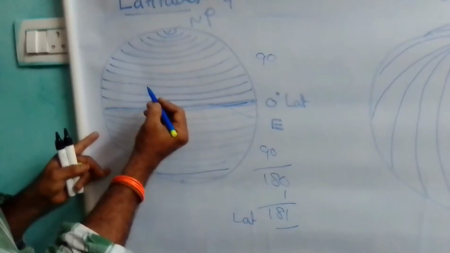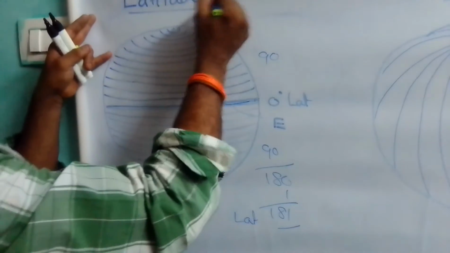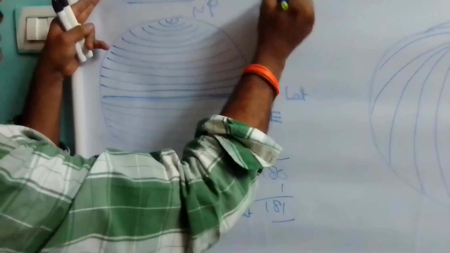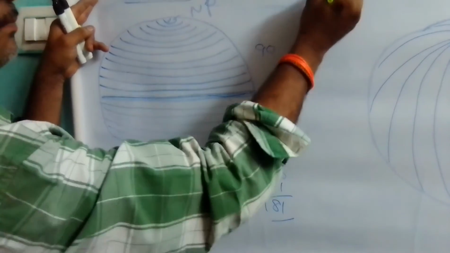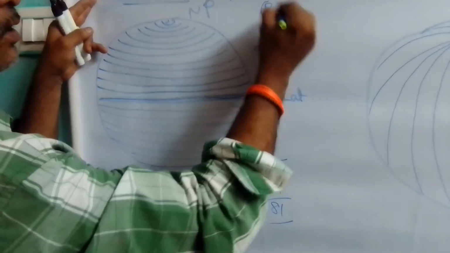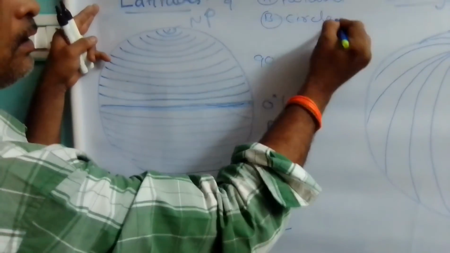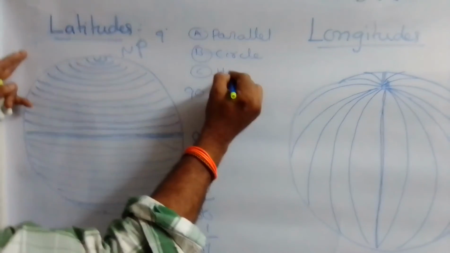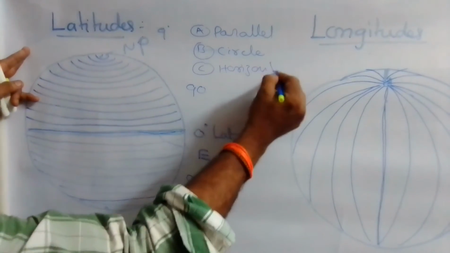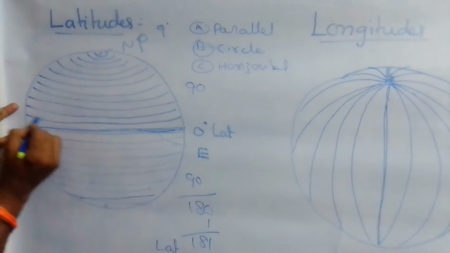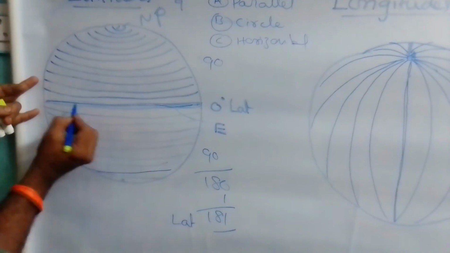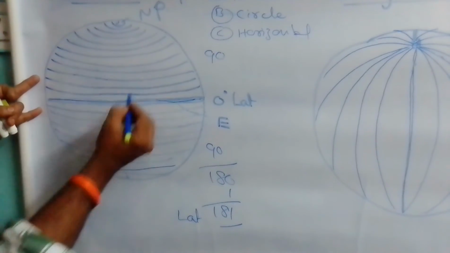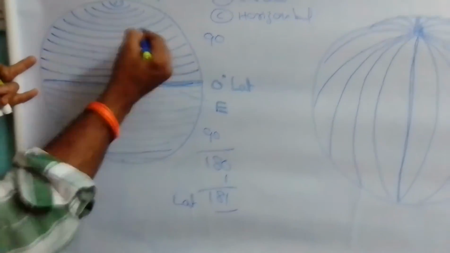Nothing but parallel lines. It means what are the other names of latitudes? Latitudes are called parallels, and latitudes are also called circles, and of course they are the imaginary horizontal lines. We are observing these are drawn horizontally, and we know among these lines one line is parallel to others.